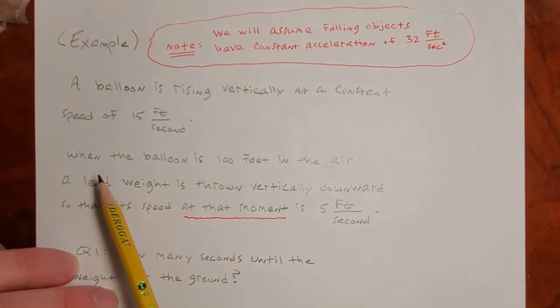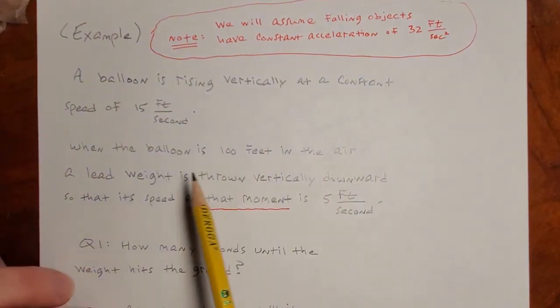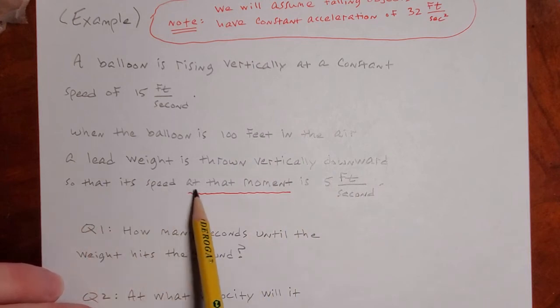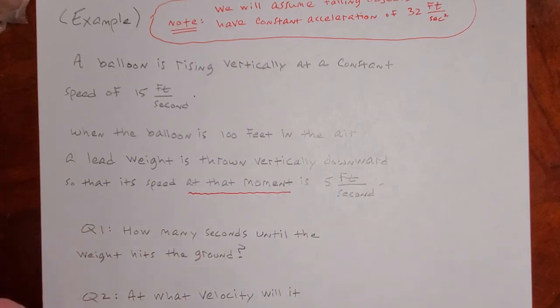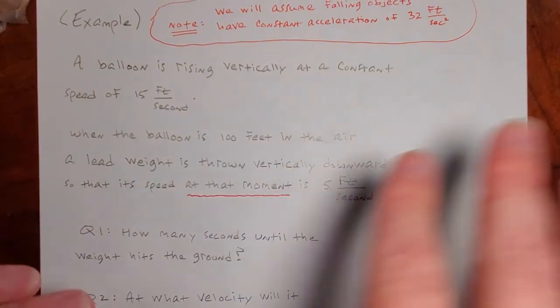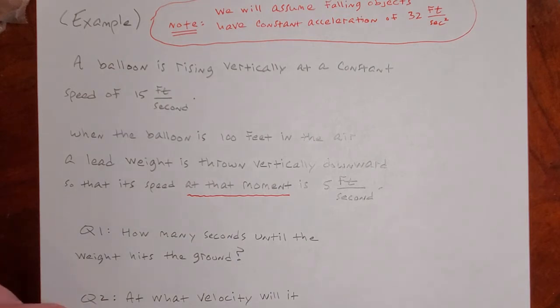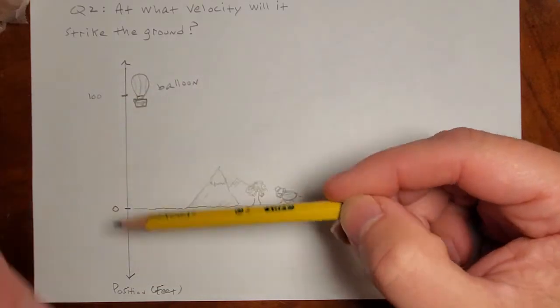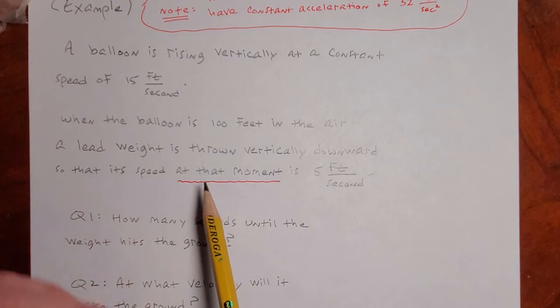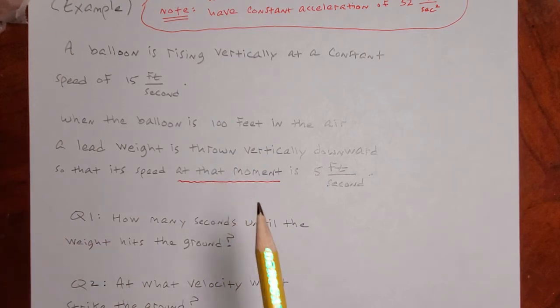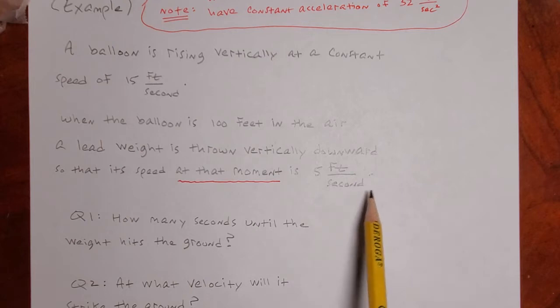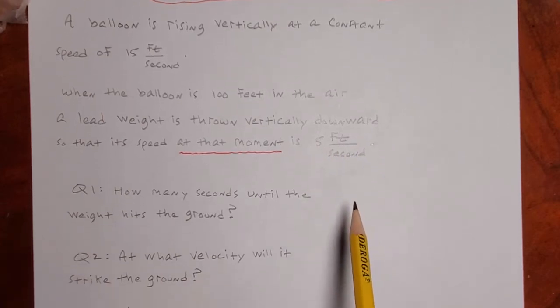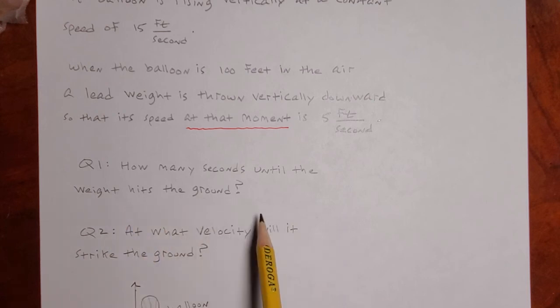And when the balloon is 100 feet in the air, a lead weight is thrown vertically downward so that its speed at that moment is 5 feet per second. So somebody throws this weight towards the ground. I say vertically, meaning not at some weird angle to the ground, but straight down so that it coincides with our coordinate system being straight up and down. Just that at the time they throw it, it's moving 5 feet per second towards the ground. That's what that says. So two questions: how many seconds till it hits the ground? And how fast is it going, or what's its velocity when it hits the ground?